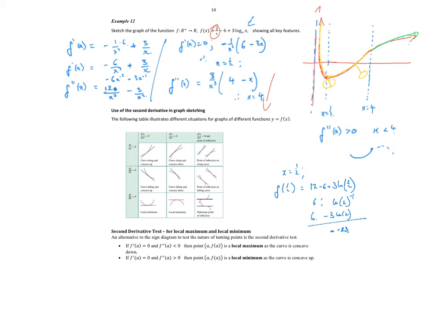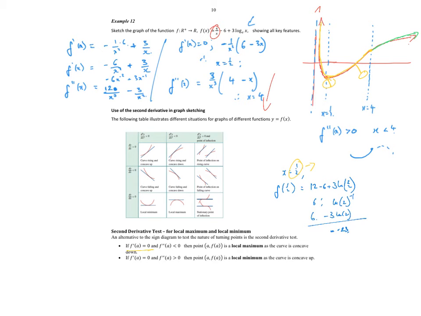Natural log of 2, how big is it? Off the top of my head, I'm not too sure. So that's, I guess, all the key features. A half, why is it there? Why is there a minimum there? Why is there a point of inflection there? So we can use that information to help find all those things.